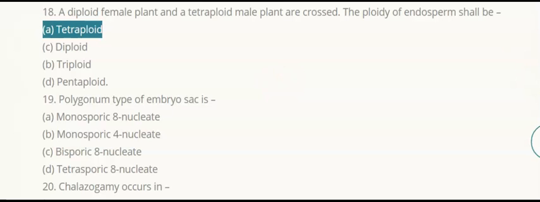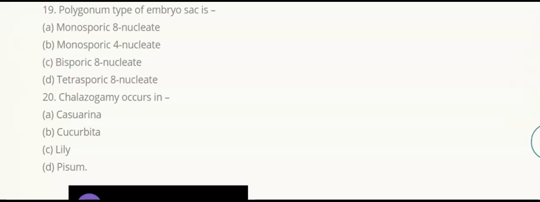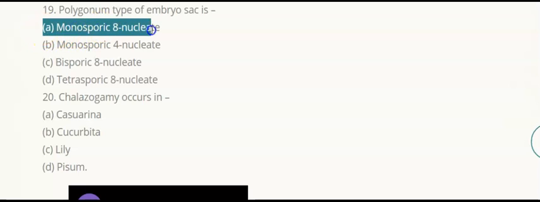Polygonum type of embryo sac is monosporic, 8 nucleate; monosporic, 4 nucleate; bisporic, 8 nucleate; and lastly tetrasporic, 8 nucleate. Now here simple option is A, that is monosporic, 8 nucleate. But students, you must examine other three answers also. They are equally important, that in which plants we have got this condition: monosporic with 4 nucleate, then bisporic 8 nucleate, and tetrasporic 8 nucleate. Anyhow, that we'll discuss somewhere else, or you can always refer to my notes.